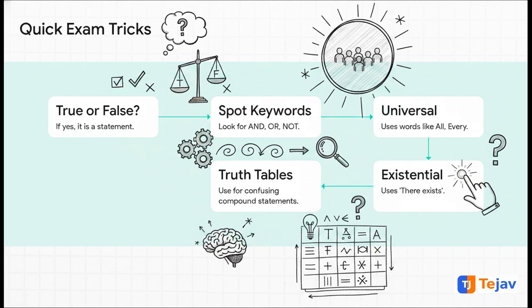Step 1. When you read a sentence, just ask yourself, can it be strictly true or false? If yes, it's a statement. Step 2. Spot your connectives. And, or, not. Step 3. Match words like all or every to universal statements. Step 4. Match there exists to existential statements. And step 5. If a compound statement is playing tricks on you, just draw a quick truth table. I'm telling you, these steps are a real game changer for your speed and accuracy.